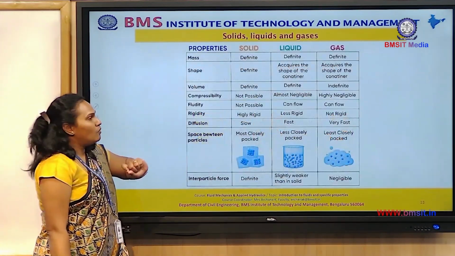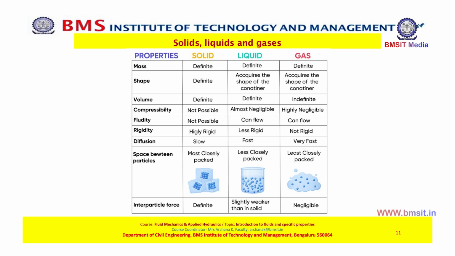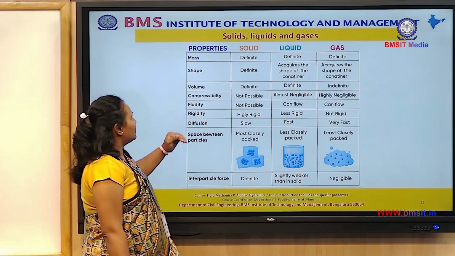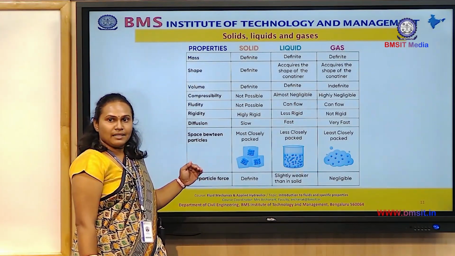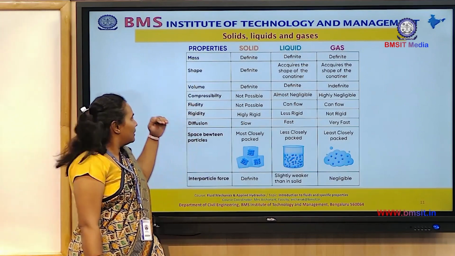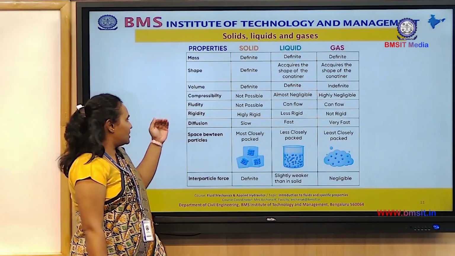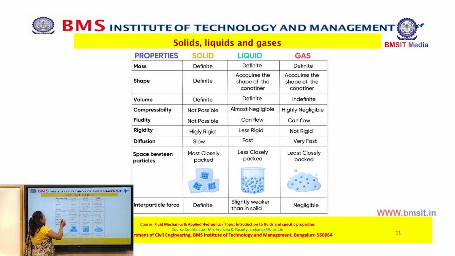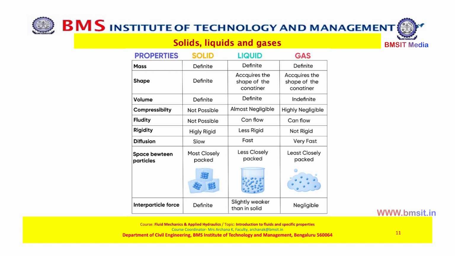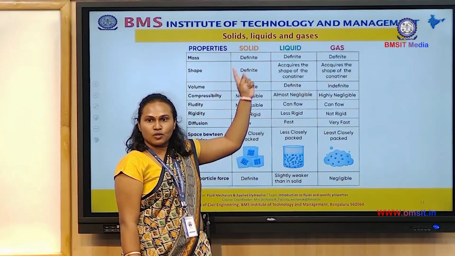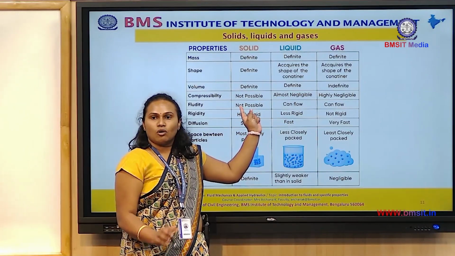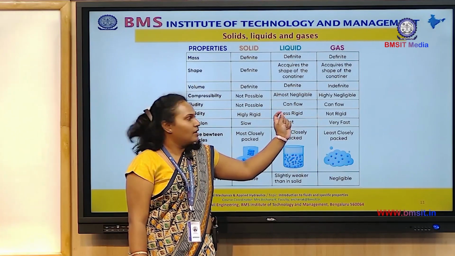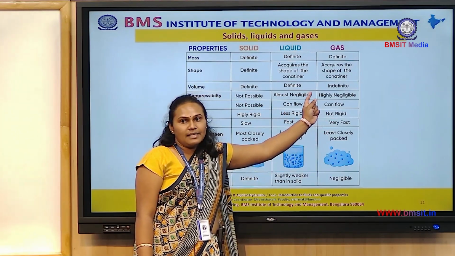So what are the basic properties of solids, liquids and gases? You would have learned in your elementary or pre-university that basic properties of the matters are mass, shape, volume, the compressibility factor, the fluidity, rigidity, diffusion and the spacing of particles. So you know that you can highlight the property of fluidity. That is, when you see the fluidity for a solid, it is not possible. Solids do not flow. Then if you see for a liquid, it has the ability to flow. If you see the fluidity for a gas, it can flow.